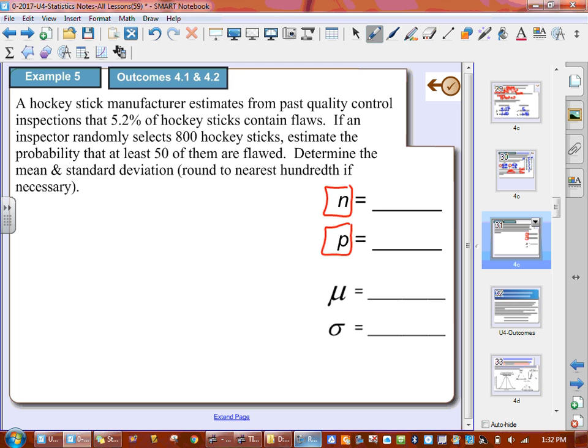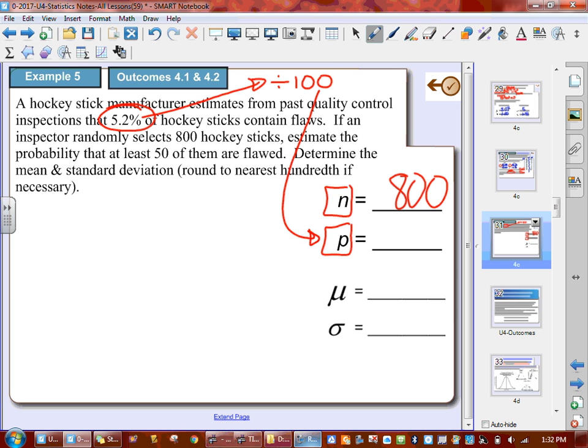N is the total number of raw data. So how many hockey sticks do they talk about? 800 of them. Now, what percent of them are flawed? 5.2% of them are flawed. We need to divide that by 100 to get the decimal that goes for probability. So that's going to be 0.052. Okay?